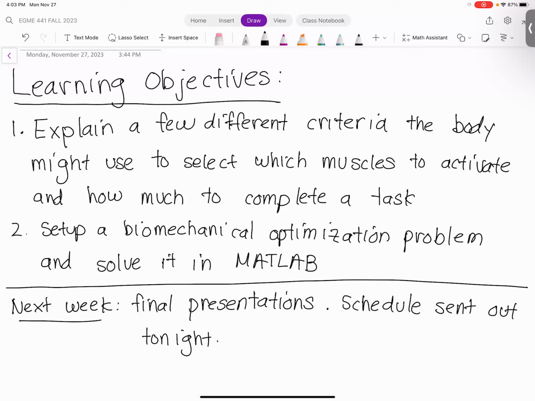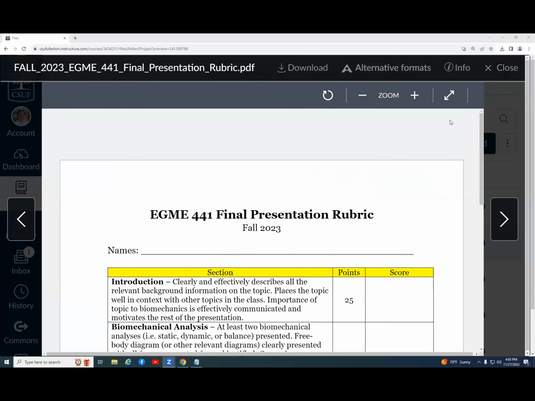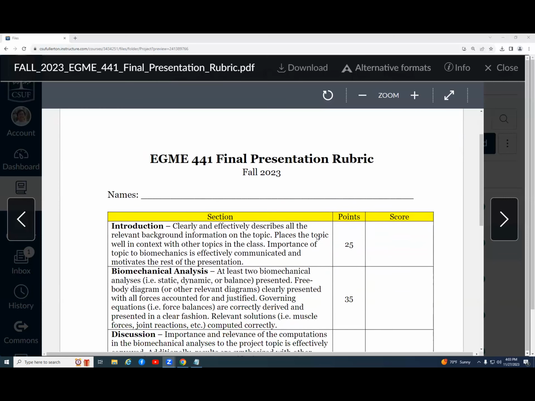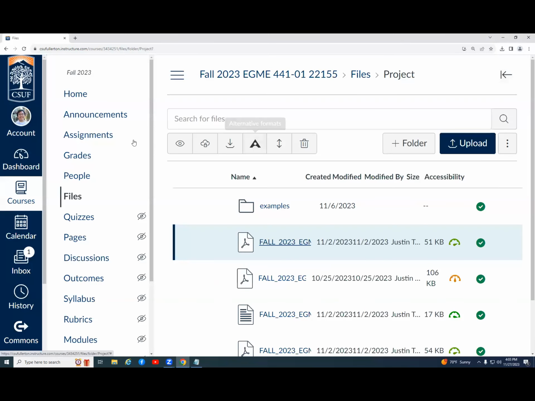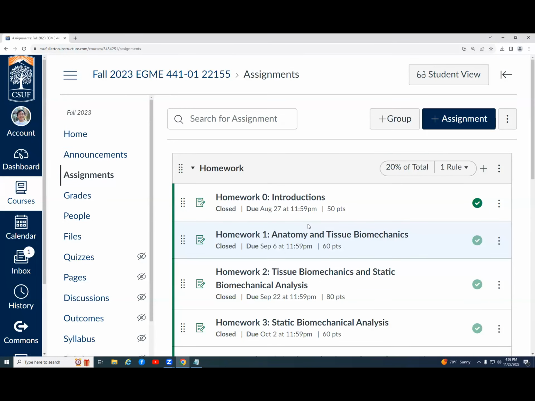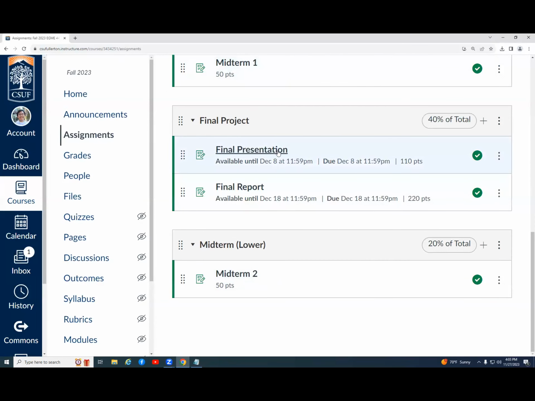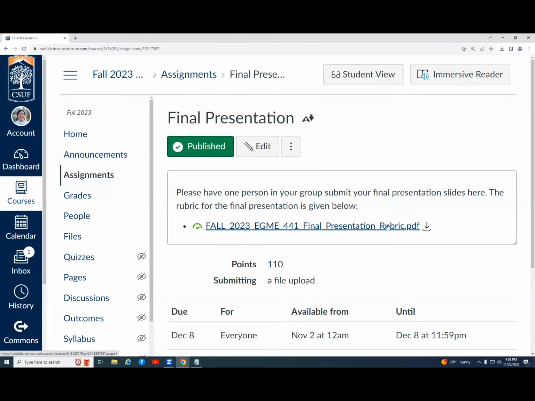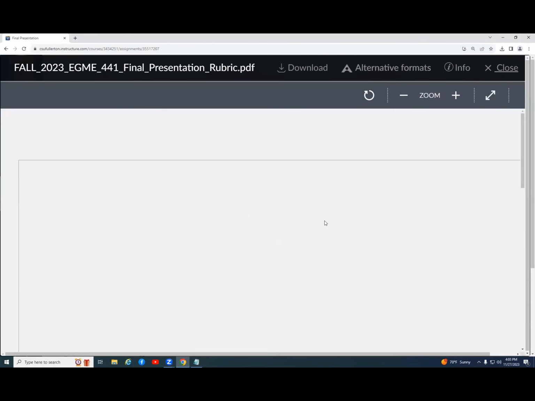Okay, all right, so the first thing we're going to do today is go over the rubric for the final presentation. Final presentations start next Monday, right? Here is the rubric that I'm going to grade you on next week. This is a group presentation, so this one rubric applies to everyone in your group. If you're wondering where to find it, go to the assignments tab in our class and click on final presentation. The only file there is the rubric.